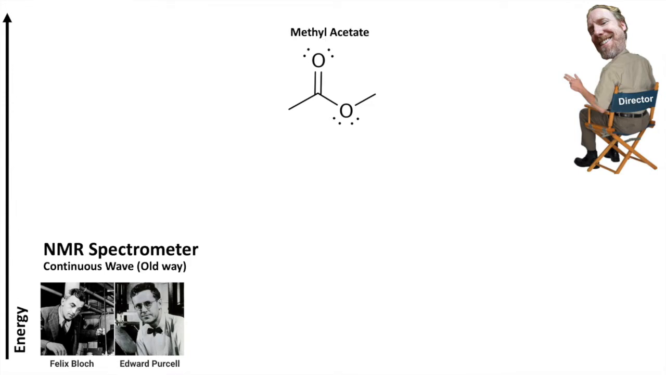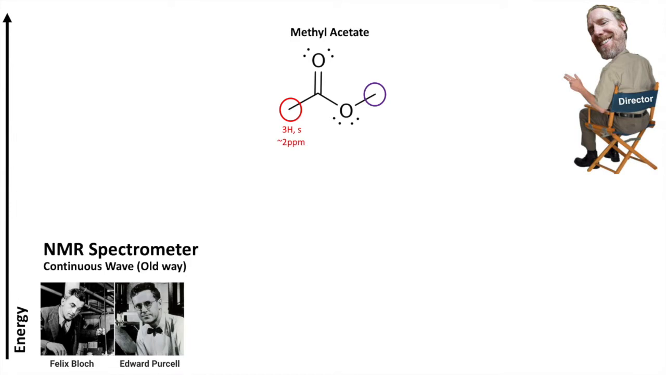This is methyl acetate. It has a 3 hydrogen signal here. Does it have any neighbors? Nope, 0 neighbors. There's another 3 hydrogen signal over here, 0 neighbors. They're too far apart to be considered neighbors. So that's a 3 hydrogen singlet.